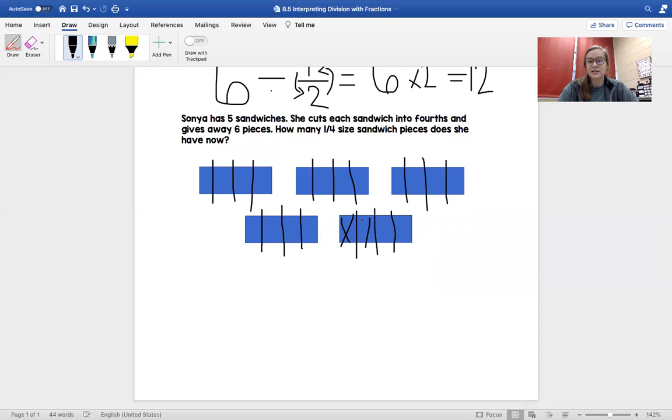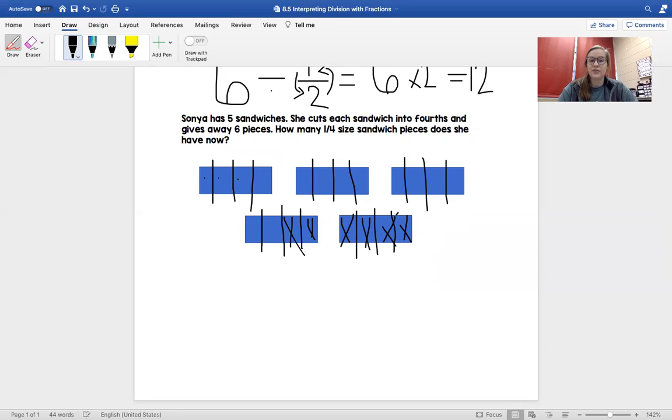1, 2, 3, 4, 5, 6. So I've crossed out 6 pieces, and I need to know how many Sonia has now so I can count what I have left.